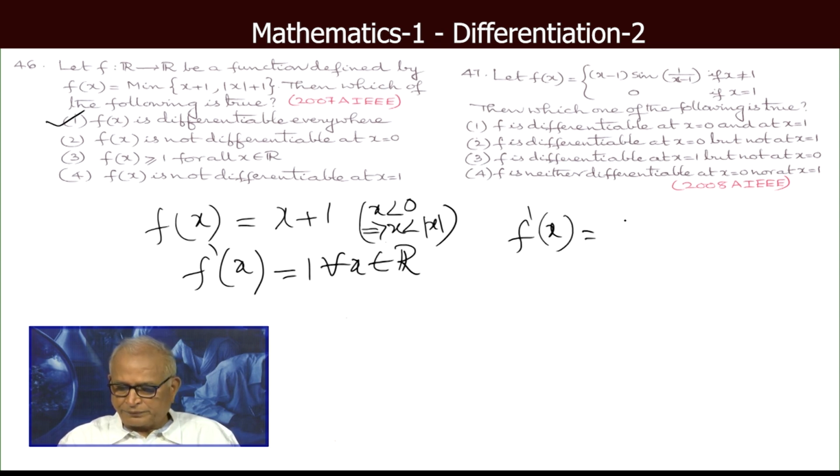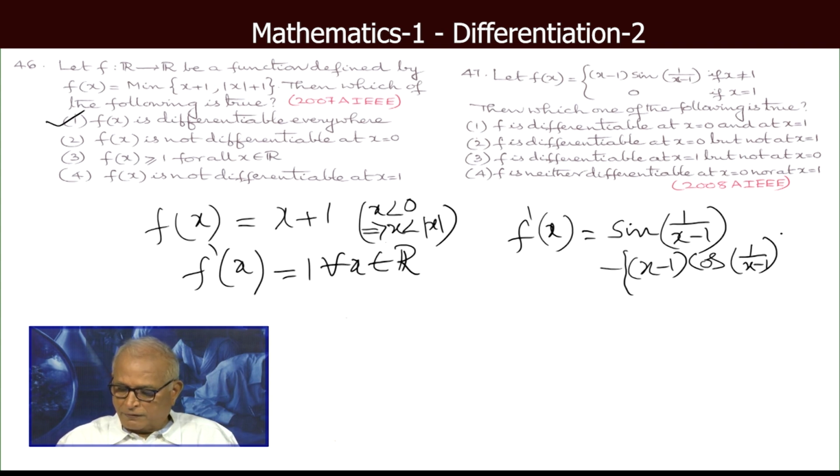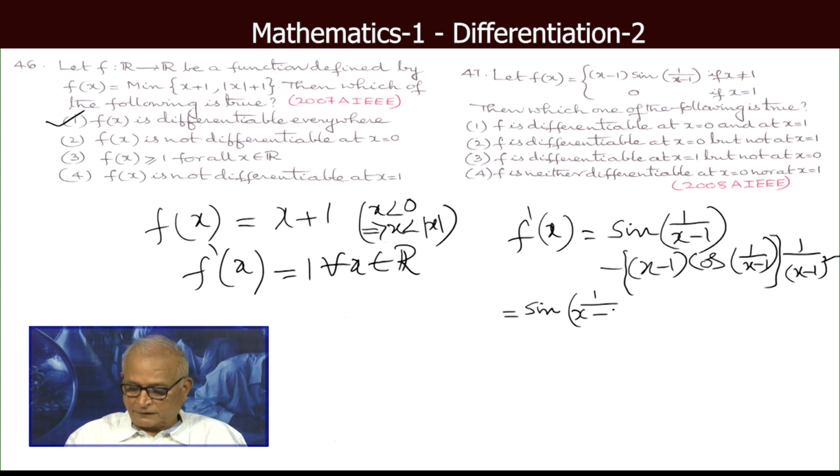x minus 1 ఇంటూ 1 దట్ ఈజ్ sin 1 by x minus 1, minus (x minus 1) into cos 1 by x minus 1 into 1 by (x minus 1) whole square. Follow? Because derivative of 1 by x minus 1 is minus 1 by (x minus 1) whole square. ఇక్కడ ఒకటి క్యాన్సిల్ చేసేయచ్చు. సో sin 1 by x minus 1 minus 1 by x minus 1 cos 1 by x minus 1 for x not equal to 1.